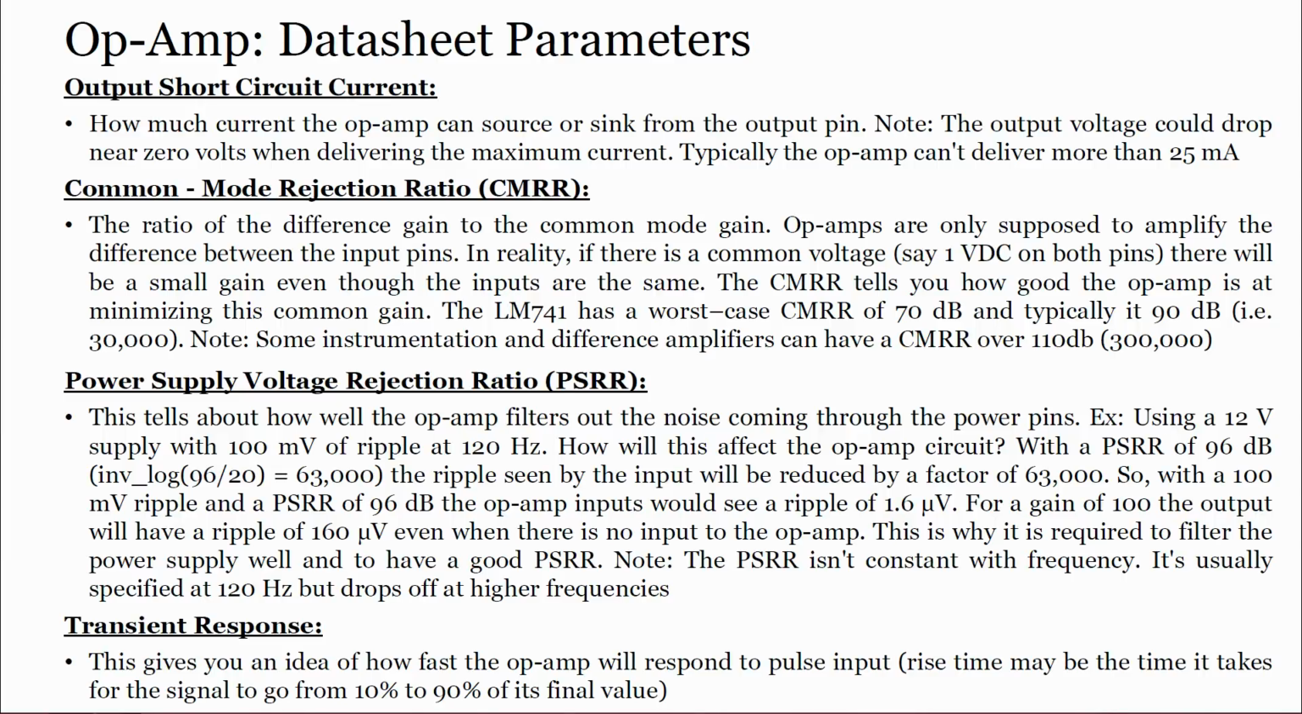Even when there is no input to the op amp, this is why it is required to filter the power supply and to have a good PSRR. You understand? See, if we have this example where a 12 volt power supply is there and about 100 millivolt of ripple is there at 120 hertz, then with a PSRR of 96 dB, if we consider the output, we would see about 160 microvolt of ripple voltage, and that is not good, right.